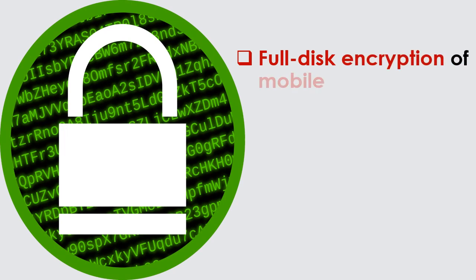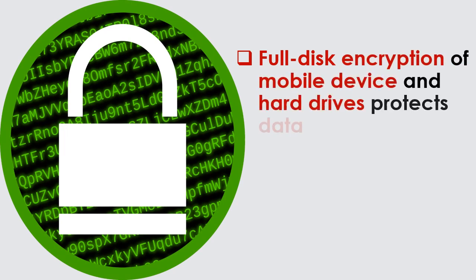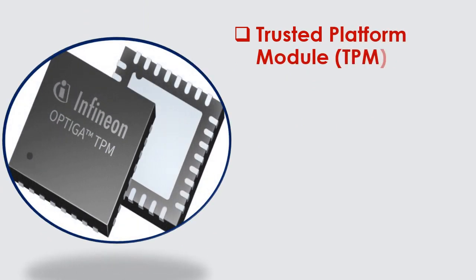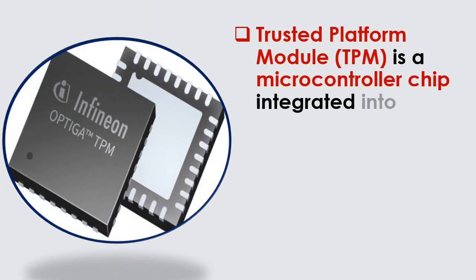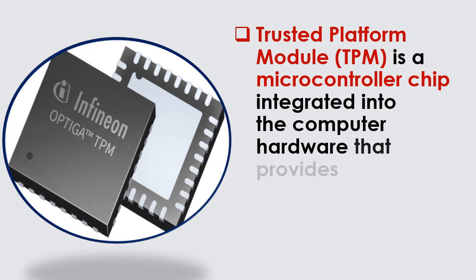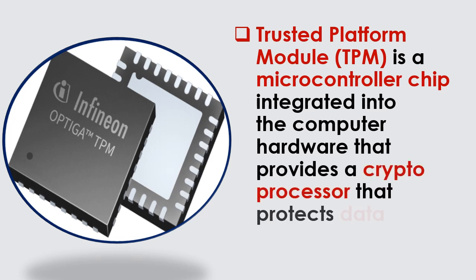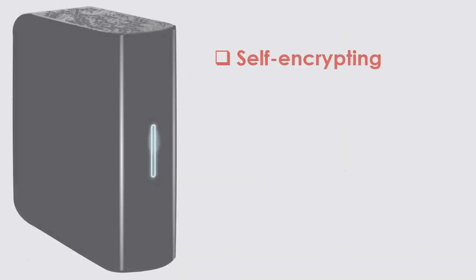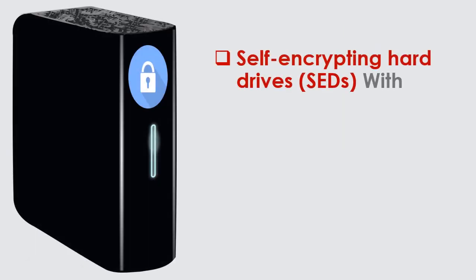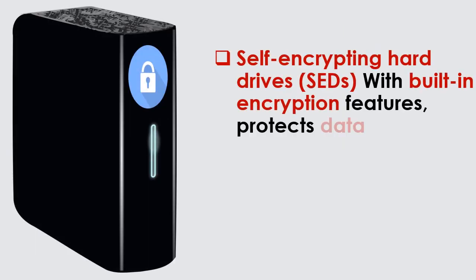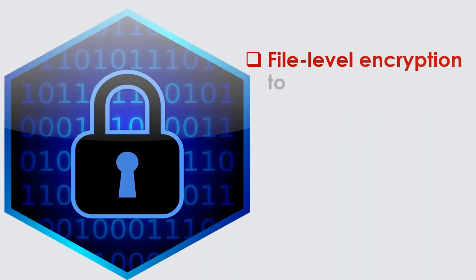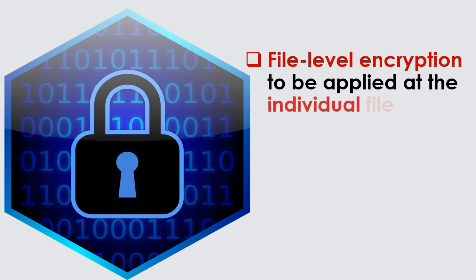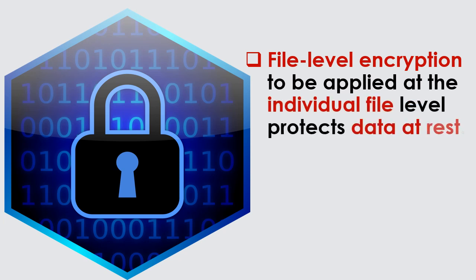Full disk encryption of mobile devices and hard drives protects data at rest. Trusted Platform Module, TPM, is a microcontroller chip integrated into the computer hardware that provides a crypto processor that protects data at rest. Self-encrypting hard drives, SEDs, with built-in encryption features, protect data at rest. File-level encryption, applied at the individual file level, protects data at rest.